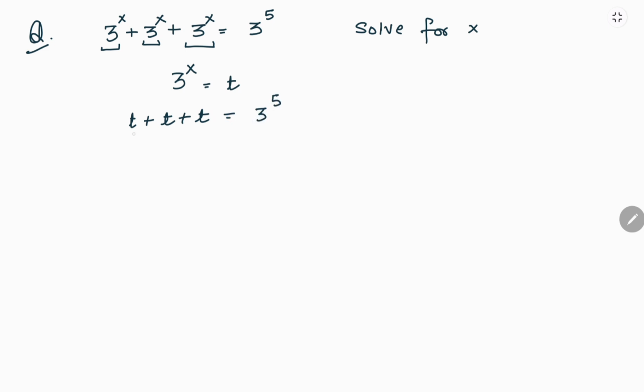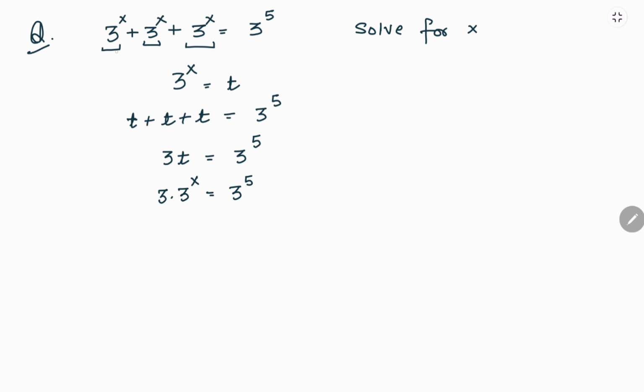Now since we know that when we add t 3 times, it will become 3t, right? So 3t is equal to 3 raised to power 5. Now since we know that the base is 3, here we can again substitute 3 times what is t? t is 3 raised to power x is equal to 3 raised to power 5.